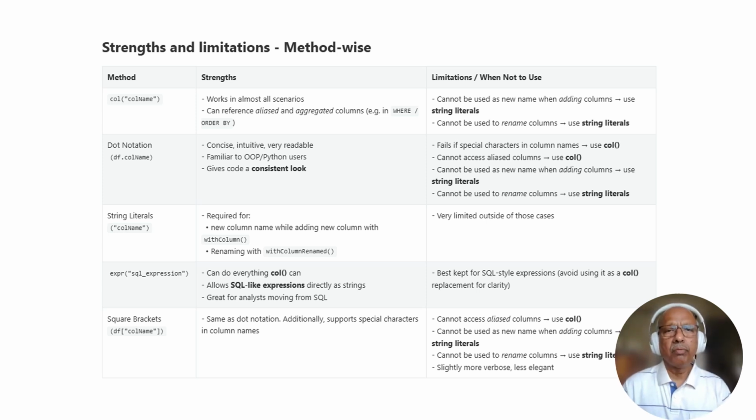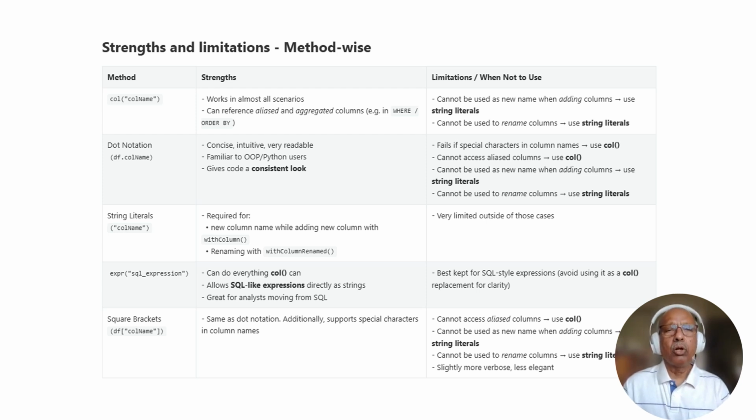First of all, column function. It works in most situations. The only limitations are when adding a new column to a data frame, the new column name has to be a string literal. Another limitation is when renaming a column in a data frame, the column names have to be string literals. But for those limitations, column function works in most situations.